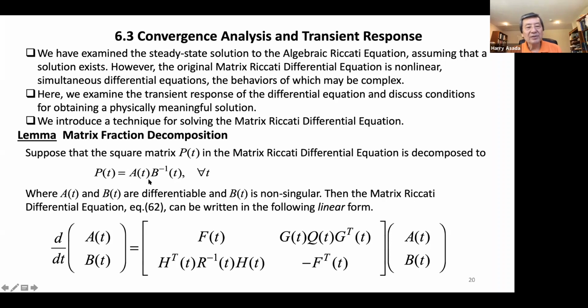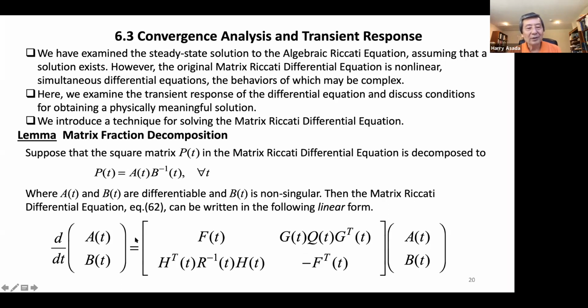Now, the interesting point is that A(t) and B(t) can be obtained. Basically, the original matrix Riccati differential equation can be transformed into the following matrix equation, which is linear: d/dt of [A(t); B(t)] equals some complex matrix times [A(t); B(t)]. Later we will call this matrix a type of Hamiltonian matrix.